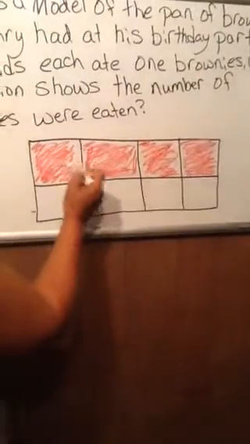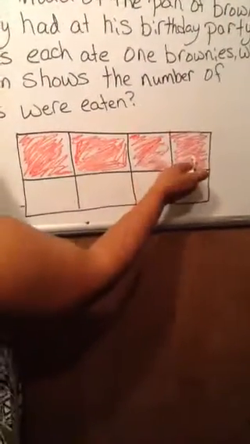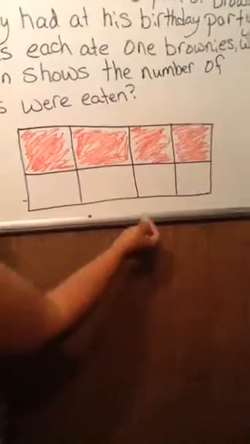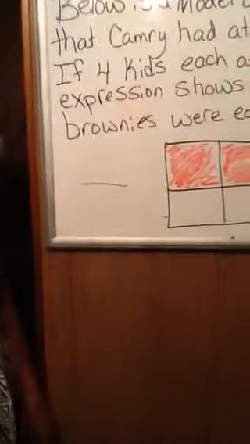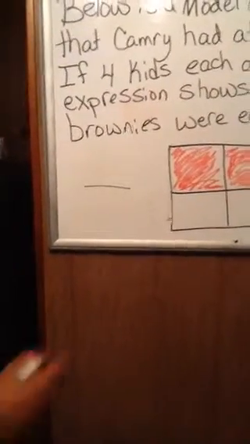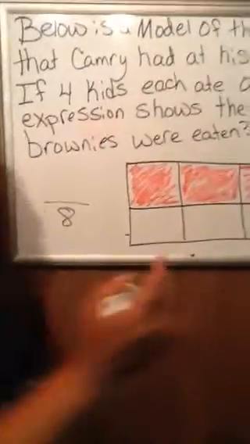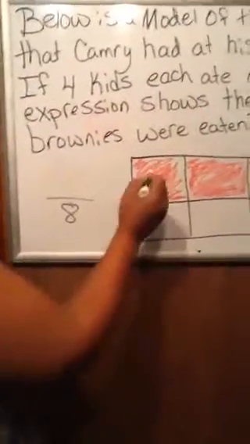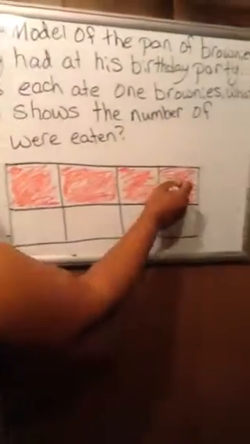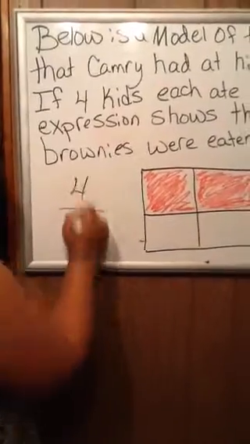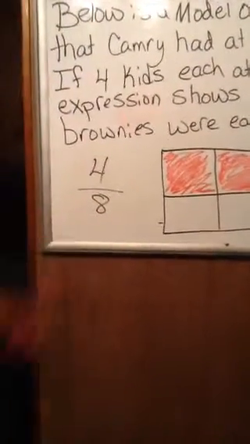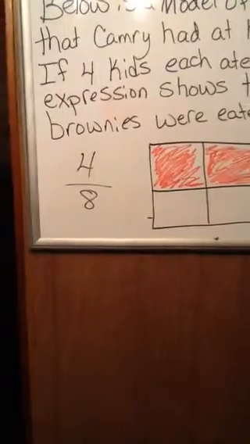Let's look at it. Let's count how many pieces in all. 1, 2, 3, 4, 5, 6, 7, 8. So, you tell me, is 8 our numerator or is it our denominator? Yes, it is our denominator. Okay, if we look at the red part, let's count how many pieces. 1, 2, 3, 4. Well, you already told me 8 was our denominator, so therefore 4 is our numerator. Now we want to decompose 4/8. How could we decompose 4/8?